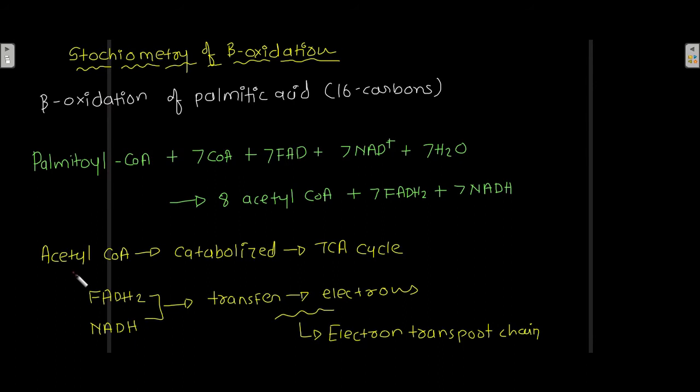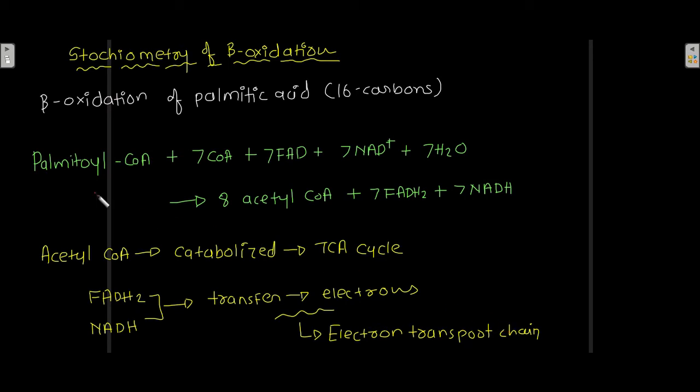Now this acetyl coenzyme A, which is produced here, is catabolized in the TCA cycle. And what about this FADH2 and NADH? Well, this FADH2 and NADH transfer electrons to the electron transport chain.